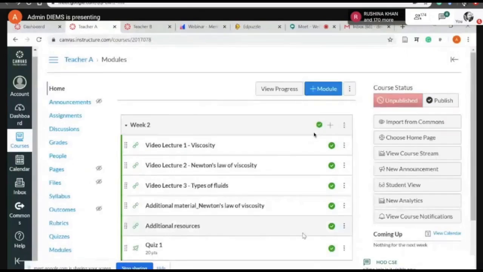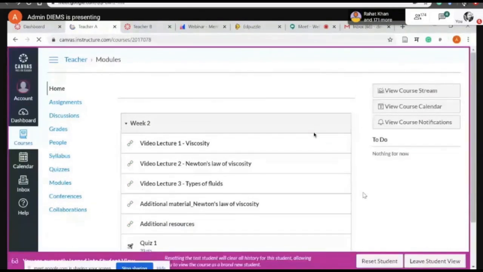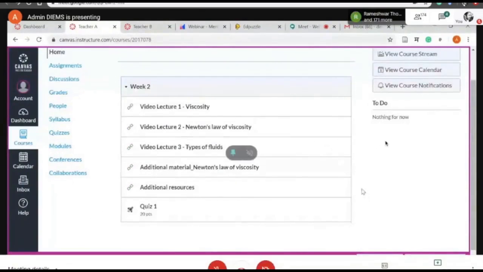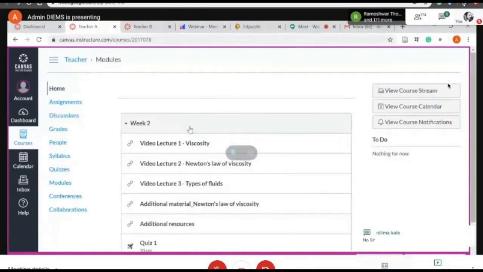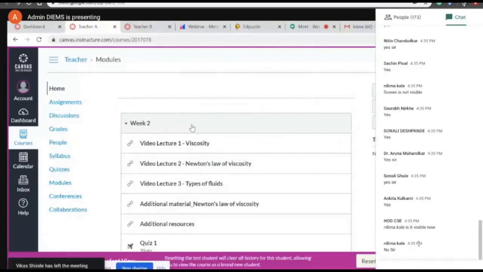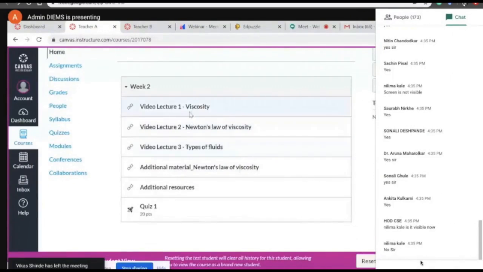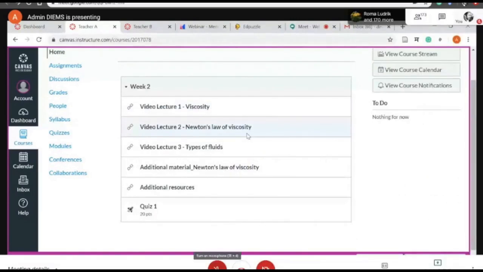So this is the teacher view. Now I'll give you the student view. Okay, yeah. Now what is there? This is week 2 of this particular course. The course is on fluid mechanics. What you can see here is the teacher has uploaded some content. There is video lecture 1 on viscosity, video lecture 2 on Newton's law of viscosity, and video lecture 3. He also uploaded some additional materials, additional resources for students. And at the end of all these things, he conducted one quiz.